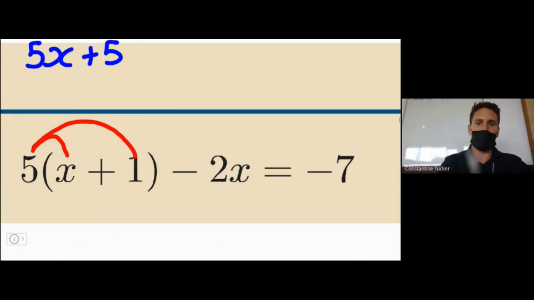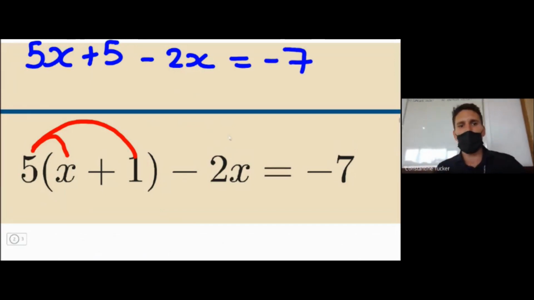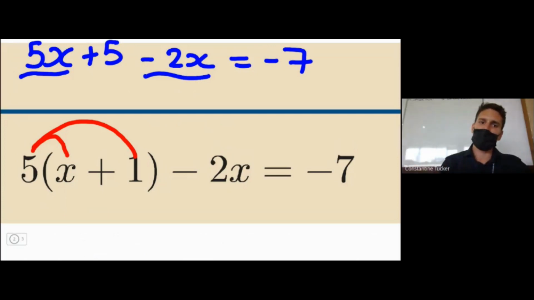Let's not forget the minus 2x, which was there before, and this whole thing is equal to minus 7. Okay, what do we do next? Well, a couple of things. Let's collect like terms here. 5x minus 2x gives us 3x. So we get 3x plus 5 is equal to minus 7.